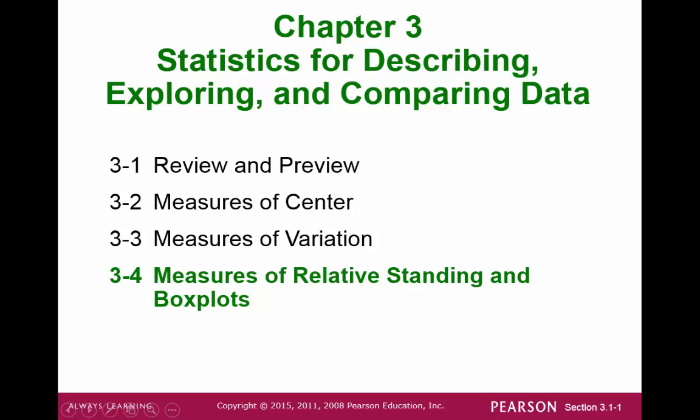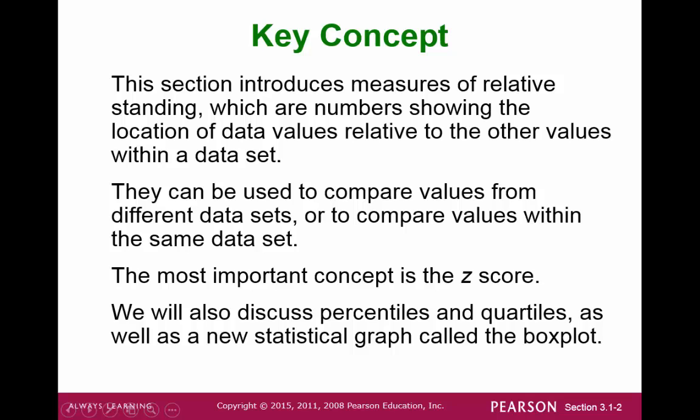Section 3-4, Measures of Relative Standing. The main idea here is to be able to compare a value with all the other values in the dataset. In other words, based on the value's location in the sorted dataset, what is the relative standing? There will be several ways to measure this: the z-score, quartiles, and percentiles.